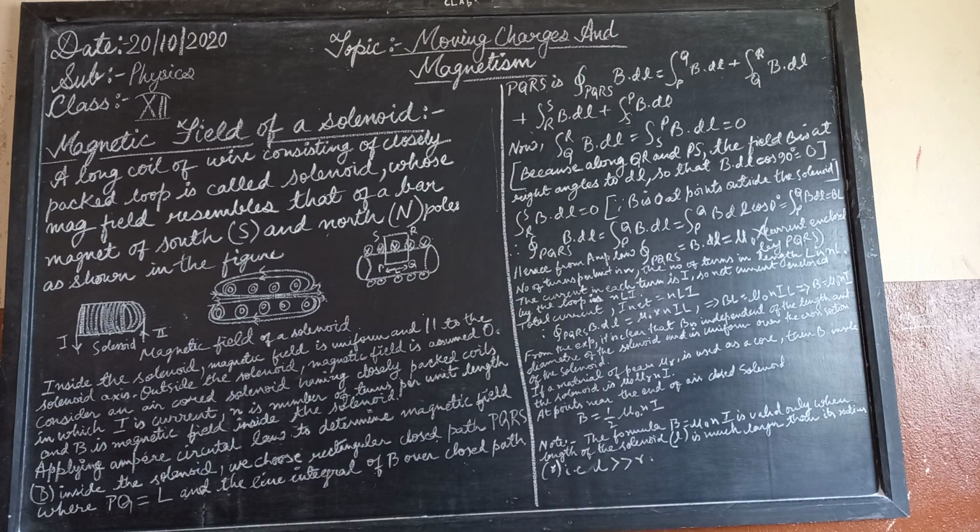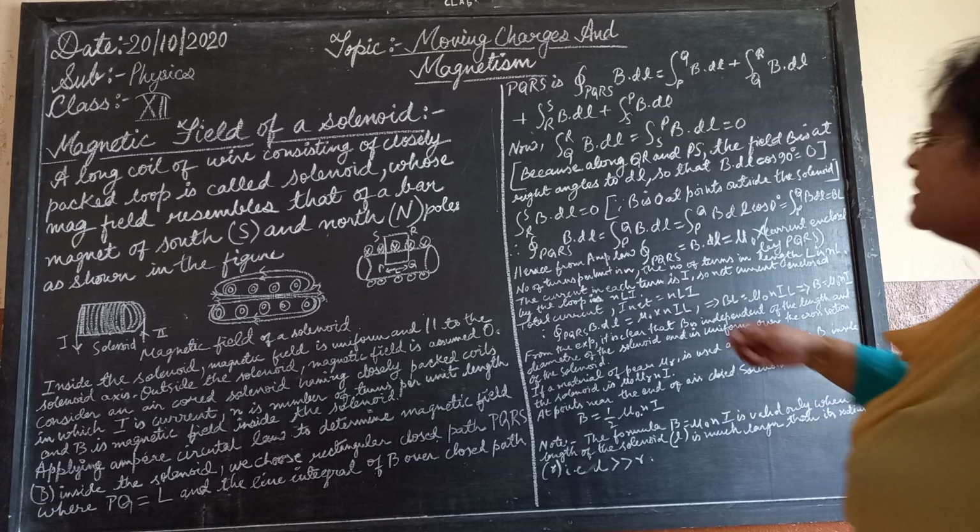Now because for QR and PS the field is at right angle to dl, we are taking the angle as 90 degrees. We are taking the field in the closed path itself, not outside. It will be equal to 0. Why is it 0? Because B·dl cos 90 is equal to 0.